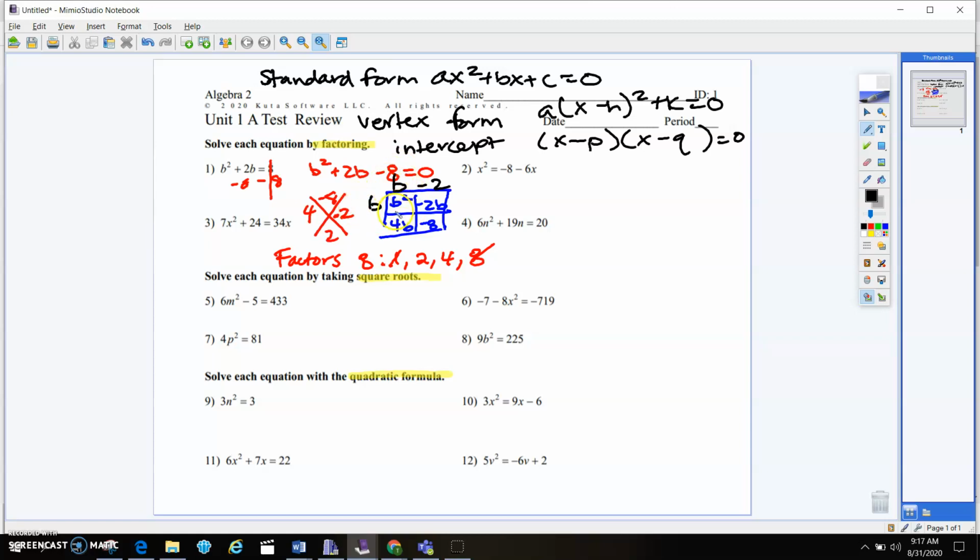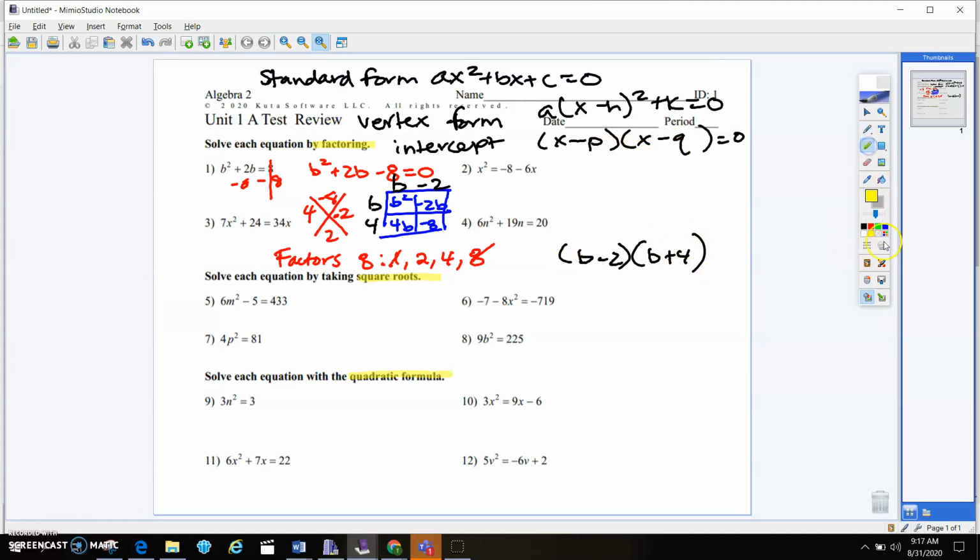So b times b gives me b squared, and b times negative 2 gives me negative 2b. Right here, I should get 4. So if I factor this, I have b minus 2 and b plus 4. Notice how this is in that intercept form.